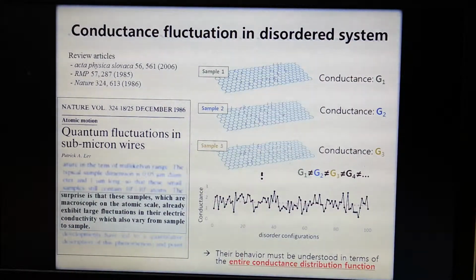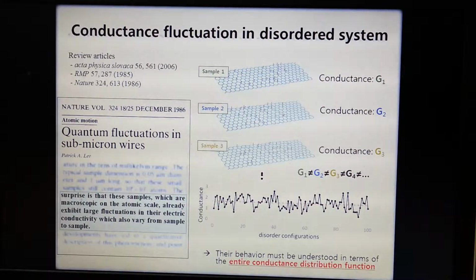Meanwhile, the electronic transport behavior of disordered systems has been extensively studied for several decades. One of the most interesting phenomena is conductance fluctuation. Let me quote from an old Nature article: the surprise is that these samples exhibit large fluctuations in their electronic conductivity, which also vary from sample to sample.